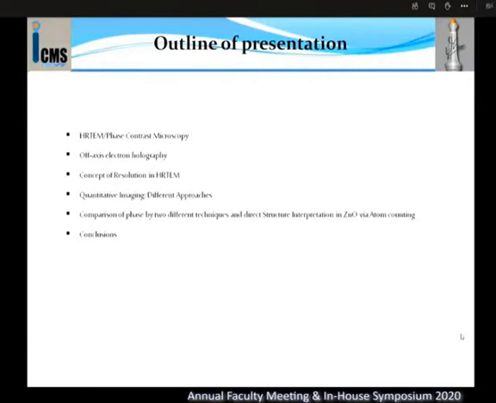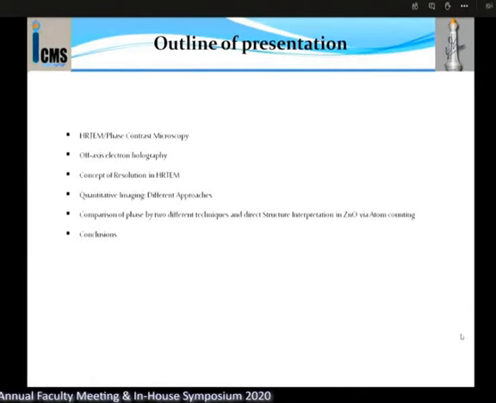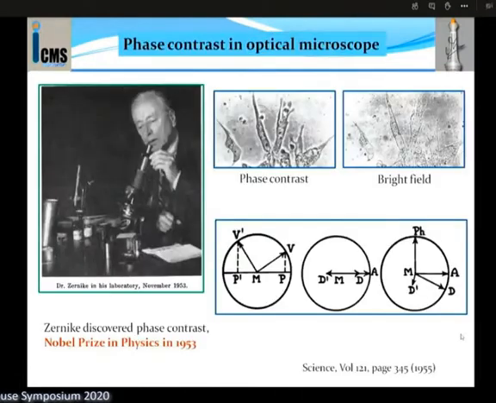So I prepared a broad general overview of the two techniques. I'll start with HRTEM or phase contrast microscopy and then introduce off-axis electron holography. Then I'll go through the concept of resolution in HRTEM. Then what it means by quantitative imaging, different approaches and the results published by different groups. Then our small contribution in the area, in terms of atom counting in zinc oxide by two different aberration-corrected microscopy techniques, and lastly the conclusion.